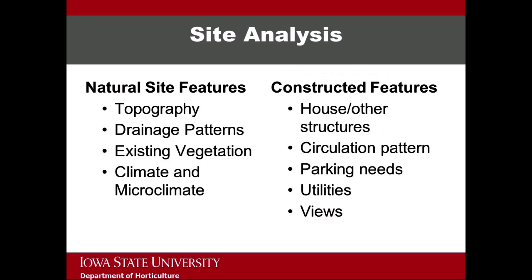Next, I will talk about analyzing a site. Natural site features include topography, drainage patterns, existing vegetation, and climate or microclimate. Constructed features include the house or other structures, circulation patterns, parking needs, utilities, and views.